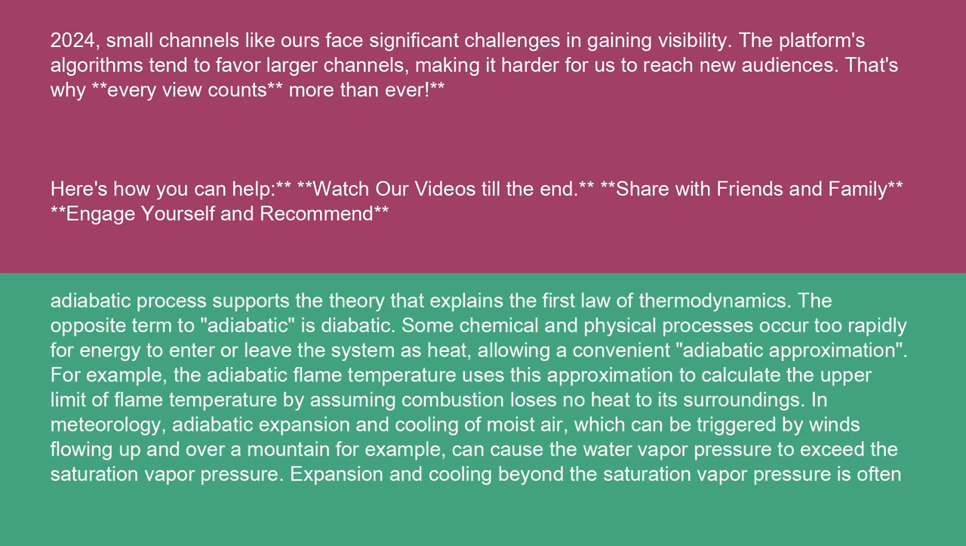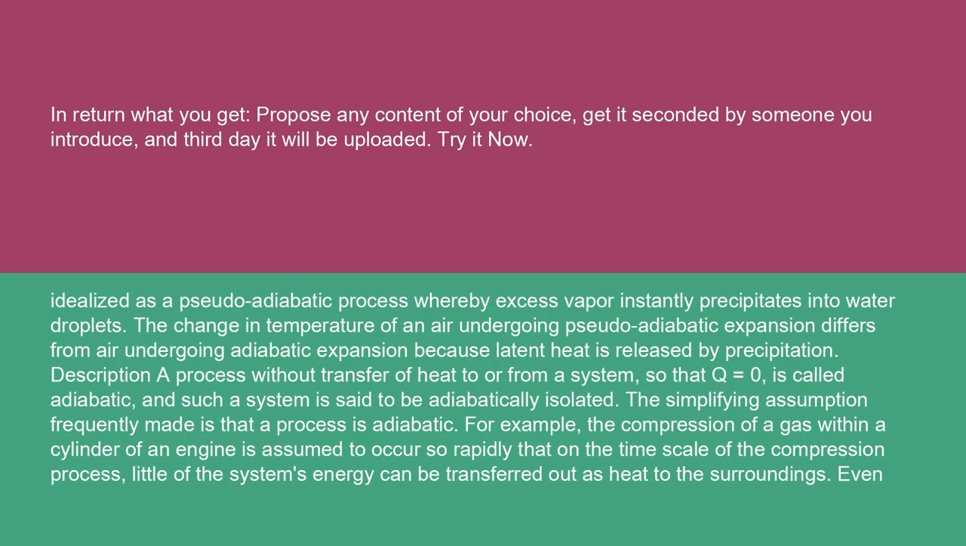In meteorology, adiabatic expansion and cooling of moist air, which can be triggered by winds flowing up and over a mountain, for example, can cause the water vapor pressure to exceed the saturation vapor pressure. Expansion and cooling beyond the saturation vapor pressure is often idealized as a pseudo-adiabatic process whereby excess vapor instantly precipitates into water droplets. The change in temperature of an air undergoing pseudo-adiabatic expansion differs from air undergoing adiabatic expansion because latent heat is released by precipitation.